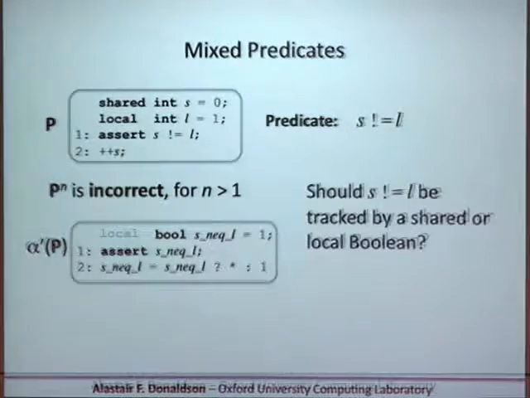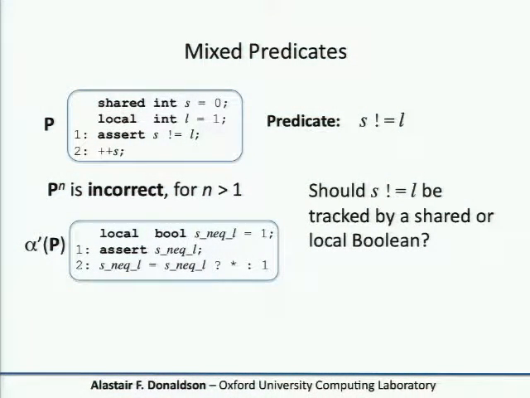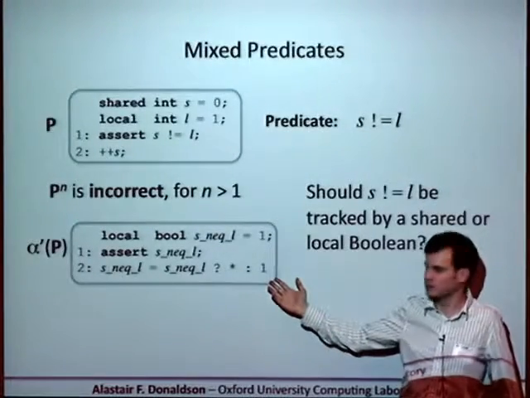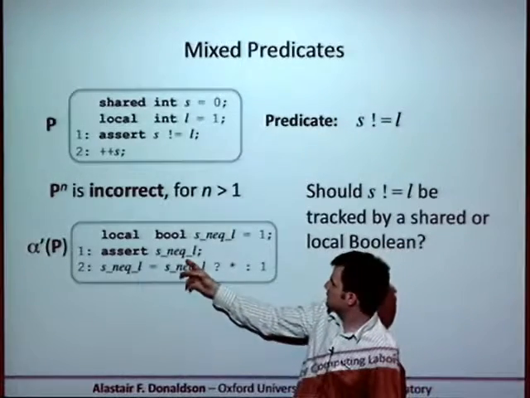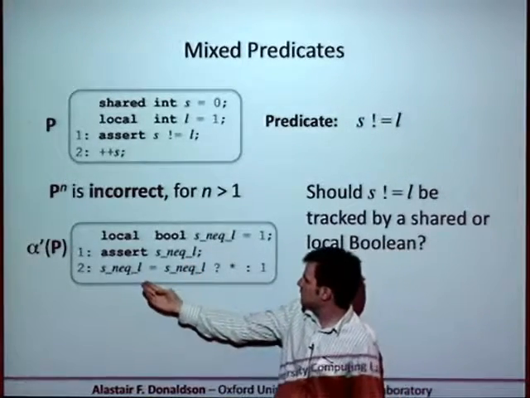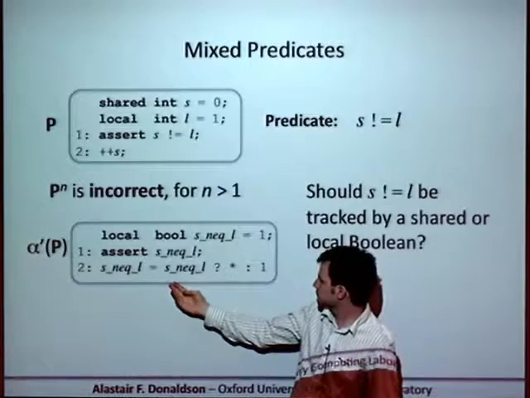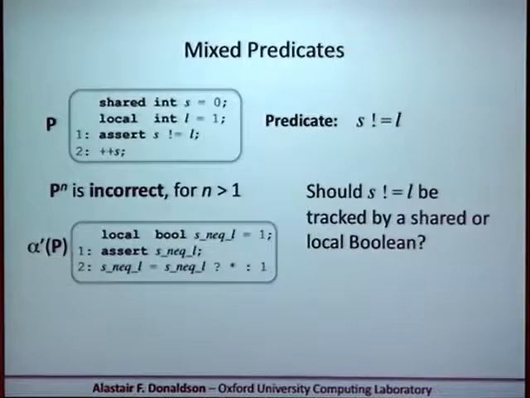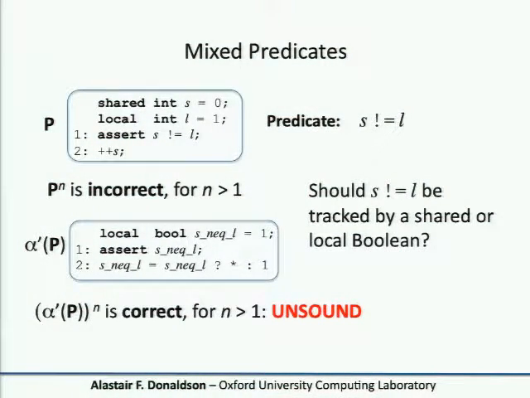So what if we make it local? Well, the problem is that now if you look at this Boolean program, for any number of threads, we would say this program is correct, right? Because this predicate is initially true, and then we can't set it to false. So if it's true, it will remain true. So this is not a sound thing to do, because we would deduce that our original program was correct if we regarded this as a sound abstraction, when we know it's not. So clearly, we can't just represent these mixed predicates using local variables.